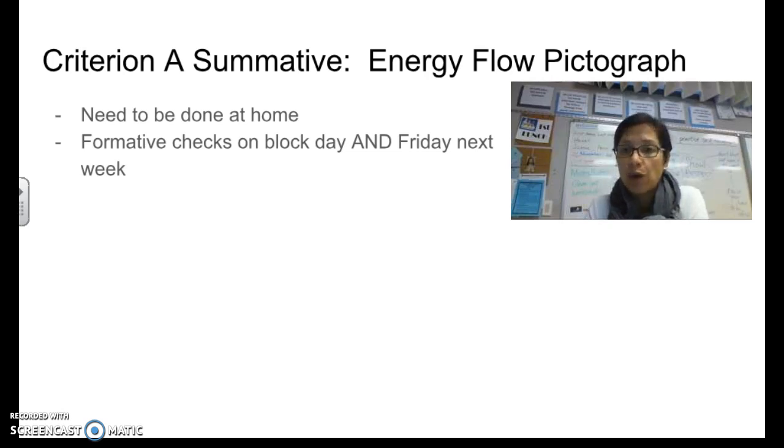I just need to see progress, and that way I can give them feedback if they have any misconceptions on some of the concepts that we've talked about. But it is important they have done something so that I can give them feedback. If they give me a blank piece of paper on block day and Friday, the only feedback I can give them is, you need to start. This is due on December 7th.